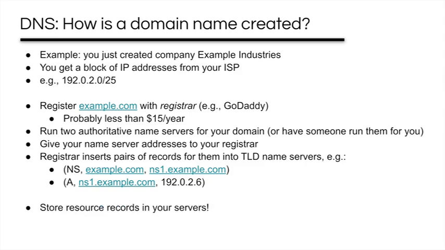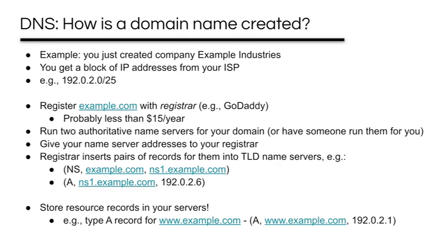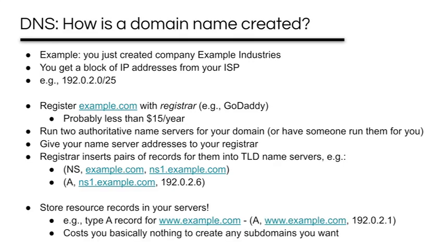And then you put resource records in your name servers. For example, put an A record for www.example.com. And this costs you basically nothing; you can create as many subdomains as you want. It's your own server. You can just put in whatever records you want.